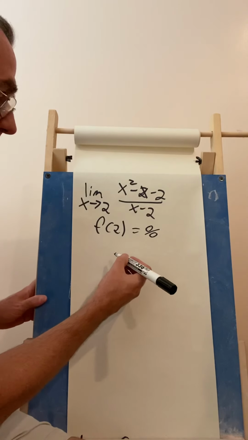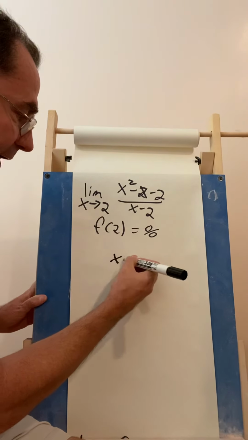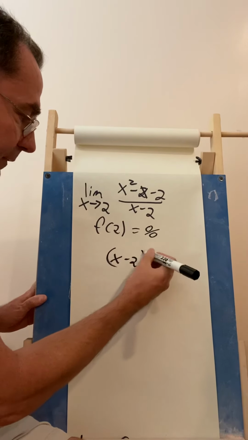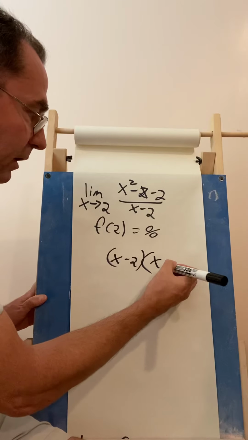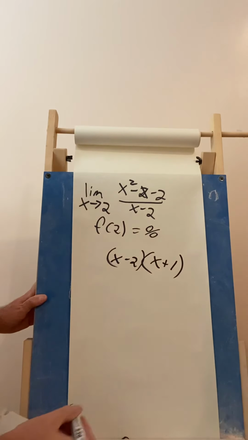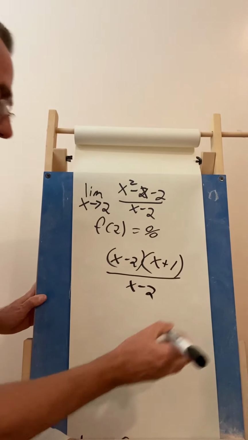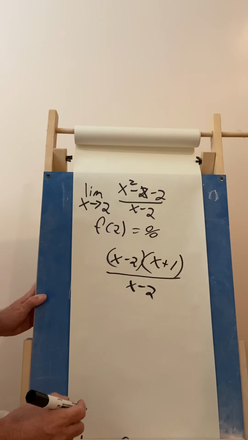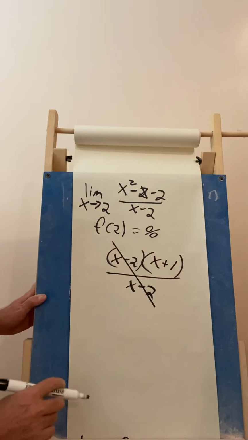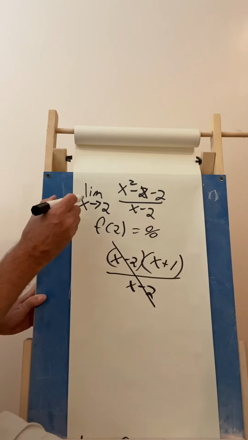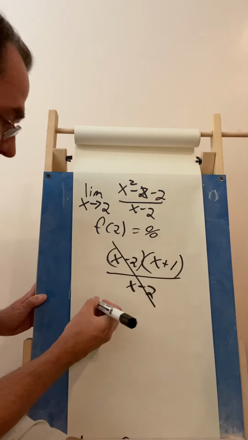And if you factor x squared minus x minus 2, that factors into x minus 2 times x plus 1, and then it's over x minus 2. Now you see what we could do now is these two terms will cancel out and we're left with x plus 1. If we plug 2 into that now, what we're going to get is 3.